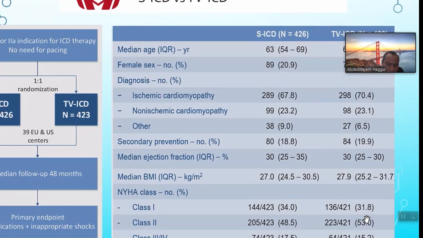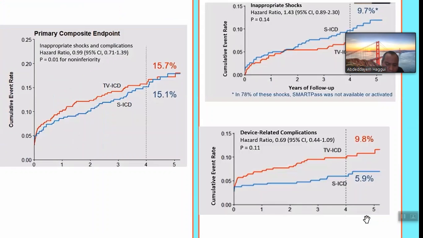Ischemic cardiomyopathy represents two-thirds of indications, and primary prevention was about 80% of indications. After 4 years of follow-up, the incidence of the primary composite endpoint, which is inappropriate shocks and complications, was 15.7% in the transvenous ICD group and 15.1% in the S-ICD group. The difference is not statistically significant.